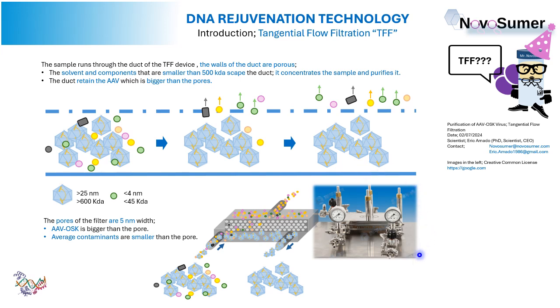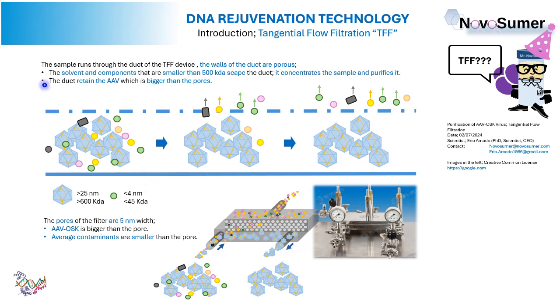Look, the actual device looks like this. Okay, it's just a system of pipes. You see here, this is the inlet pipe. The sample enters this way and it goes through the device, which is just a system of pipes, and it goes out through this pipe, the outlet pipe. Okay, this is a representation. The sample enters this way and it goes out through this pipe, the outlet pipe.